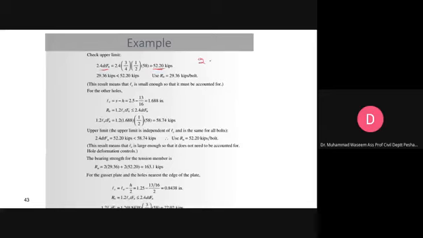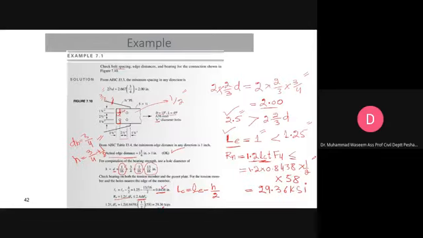So 29.36 kips is less than 52.2 kips. Okay, so this is okay. Now Rn is the bearing strength of the bolt per bolt. And how many bolts do we have? We have 2 bolts, so we have to multiply it by 2.